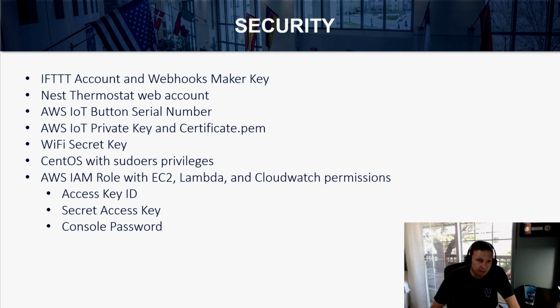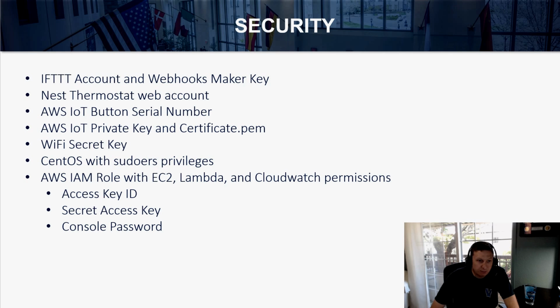The Wi-Fi secret key, right? You need the password for the Wi-Fi. So there's security around your Wi-Fi there. CentOS, you'll need sudoers privileges to be able to perform a lot of these actions that we'll be setting up Node.js and Grunt with. So you're secured around the ID permissions that you have on that Linux account. And then the AWS IAM roles. So you need access to be able to create EC2 instances, Lambda functions, as well as CloudWatch permissions where all the logging will go. And then you need an account.